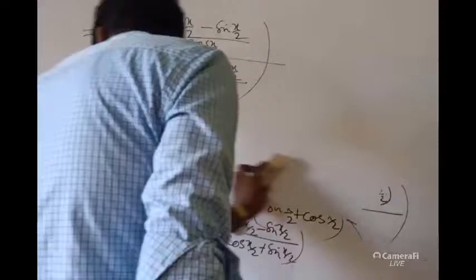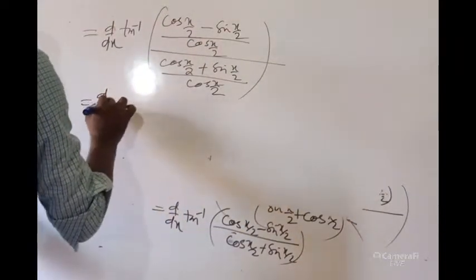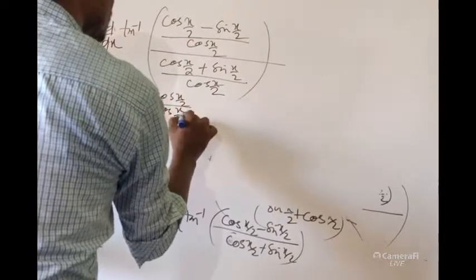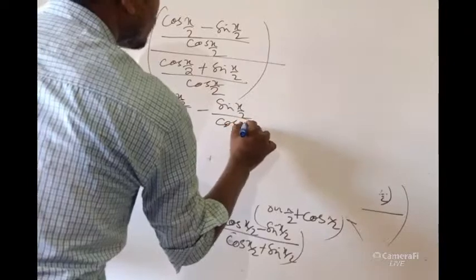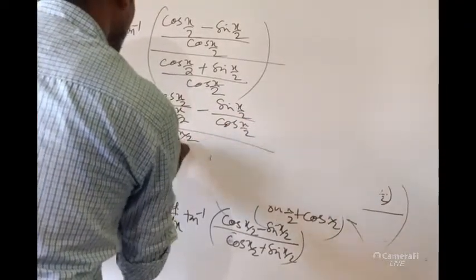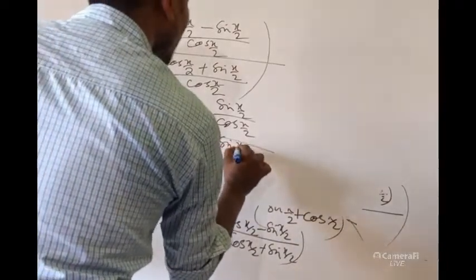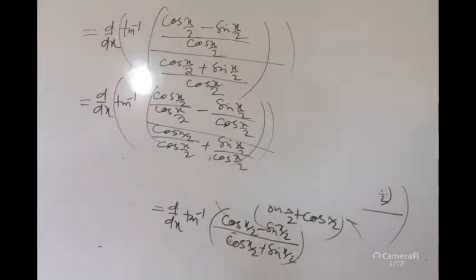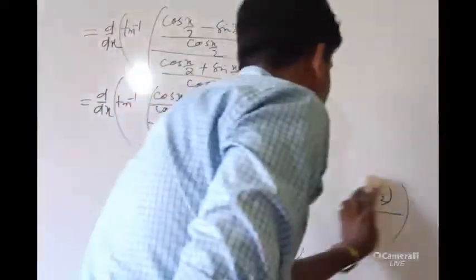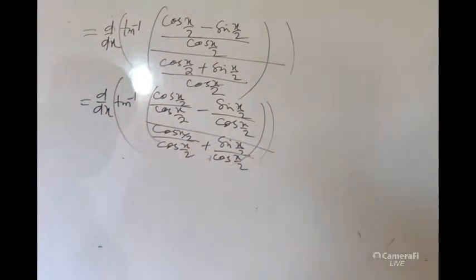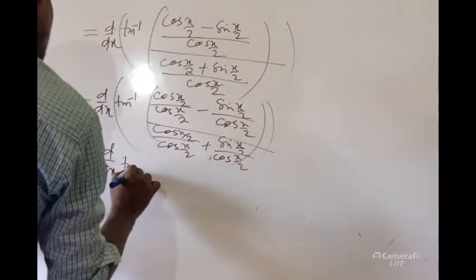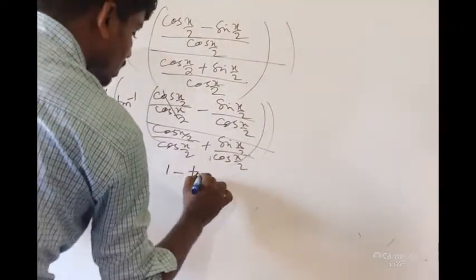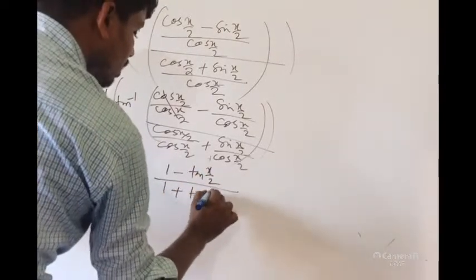Now then d by dx of tan inverse, this cos x by 2 by cos x by 2 minus sin x by 2 by cos x by 2, and divided by cos x by 2 by cos x by 2 plus sin x by 2 divided by cos x by 2. Okay. Any doubt? Now this becomes d by dx of tan inverse, here cos x by 2 and cos x by 2 are cancelled, that is 1 minus tan x by 2 divided by 1 plus tan x by 2.